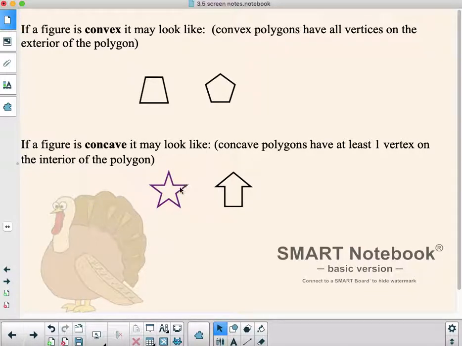Another way to look at it is if the figure looks like it's caved in on one or more parts. That means it's concave. One or more of the corners is on the interior of the polygon.